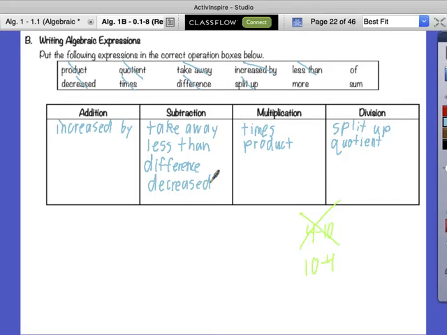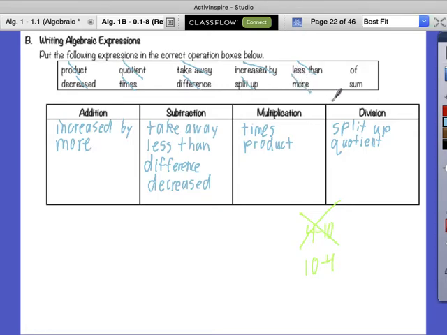Okay, so we have more, of, and sum. Okay, Maddie? Not quite, sorry. I love that you're trying though. Lainey? More is addition. We need 3 more pizzas. You're trying to add 3 pizzas to your total number of pizzas. Okay, we need 3 more, you're going to add 3 more. Okay? So we have of and sum left.